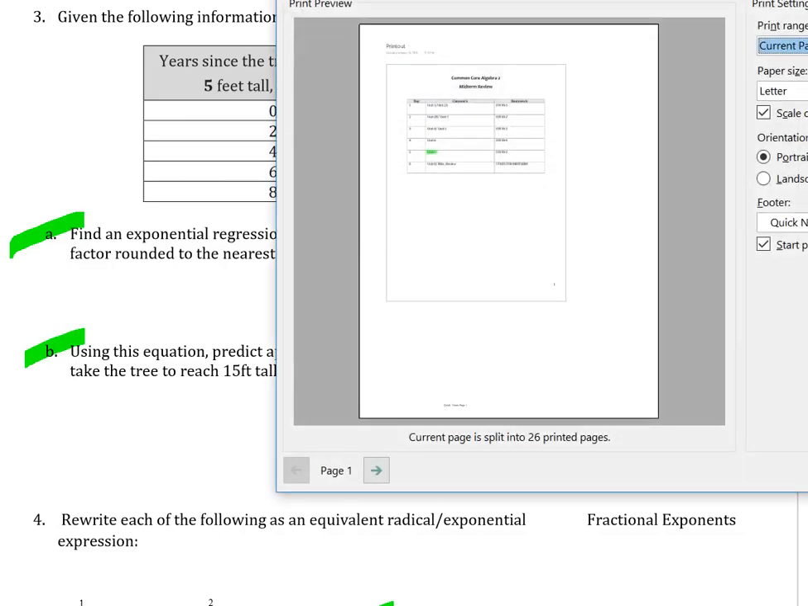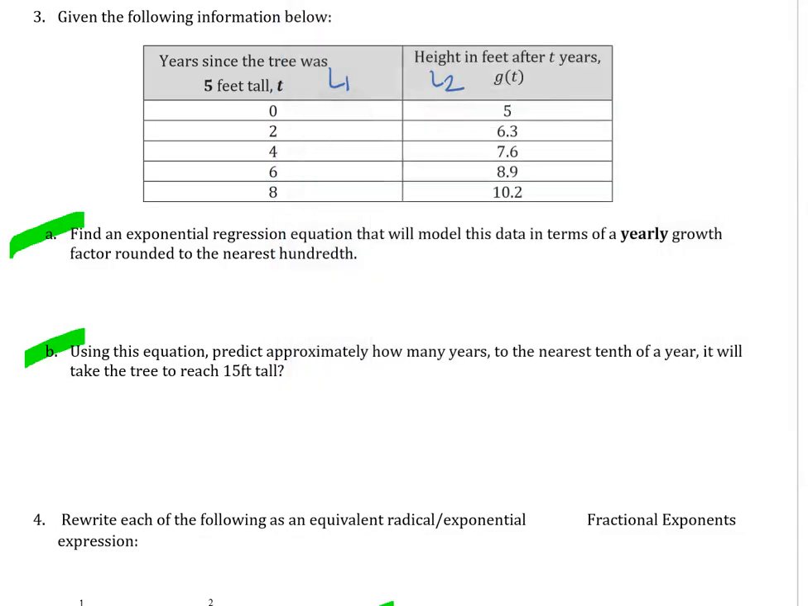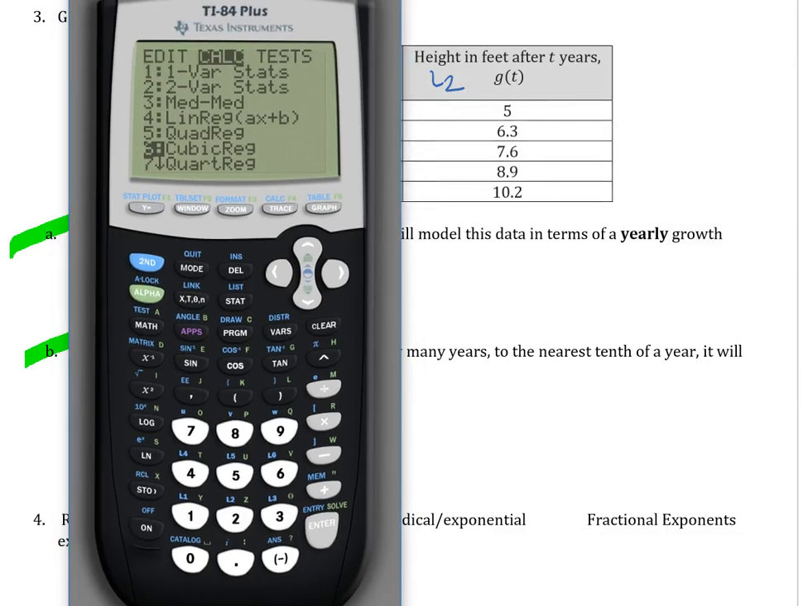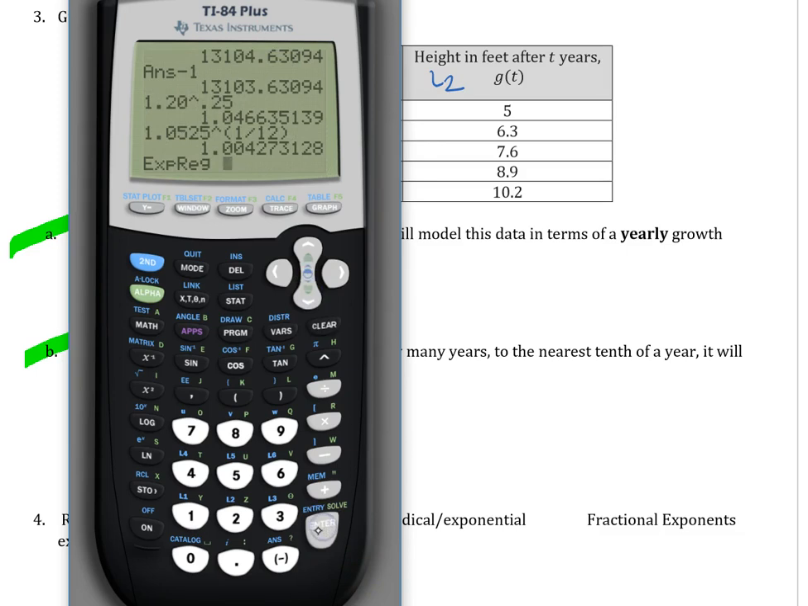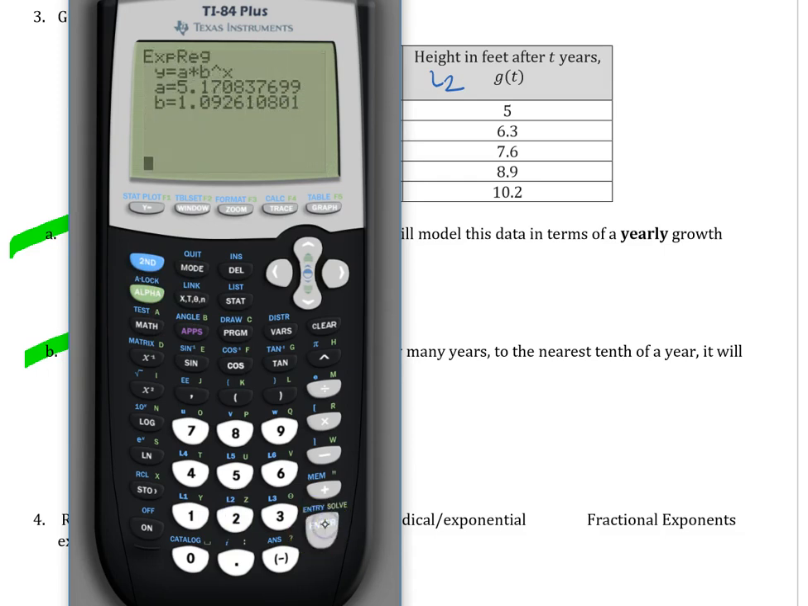Whoa, where'd it go? No, close that. Sorry about that. There it is. Alright, I have the old software here, so I actually have to manually enter in second L1, comma, second L2, because I'm telling my calculator where the data is. You guys have a prompt screen, which is much nicer. And there you have it.